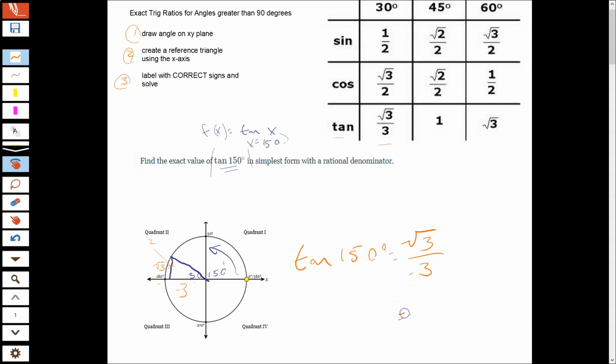And usually we don't write the negative in the bottom, so we'll just write it as negative root 3 over 3 like that. Okay, that's it. That's tangent of 150 degrees. We're going to do a couple more examples. Make sure you have good notes for all of them.